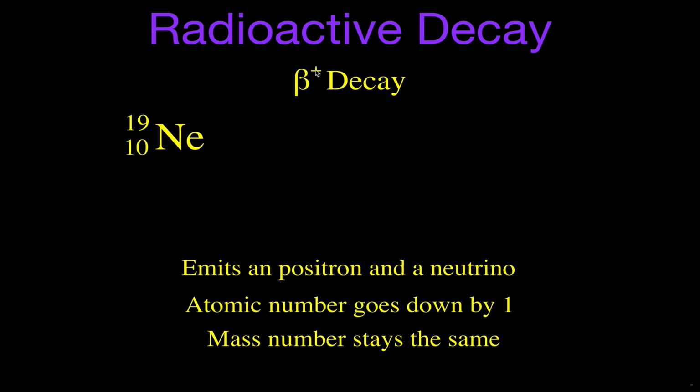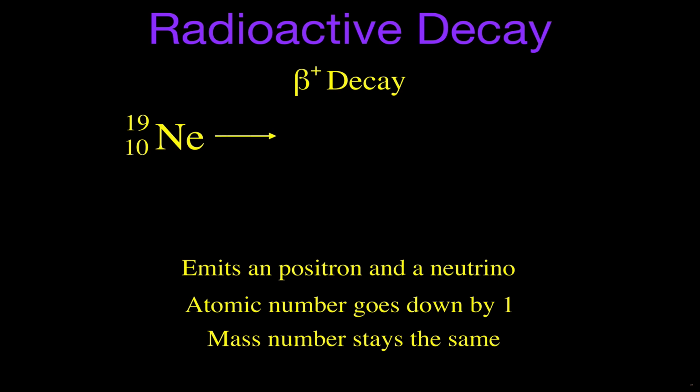beta plus. Remember, with beta plus, the atomic number goes down, but the mass number stays the same. The atomic number goes down because one proton is going to convert into a neutron, causing the atomic number, which is the number of protons, to go down. When a proton turns into a neutron, they both have mass, they're both nucleons, so the mass number stays the same. Okay, so we start off with neon 19.